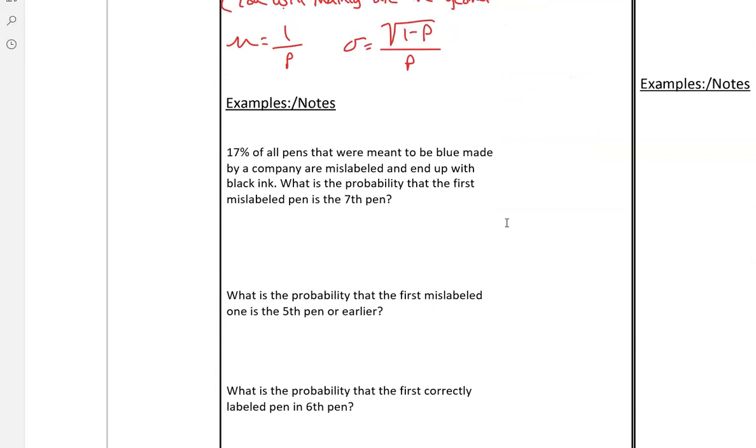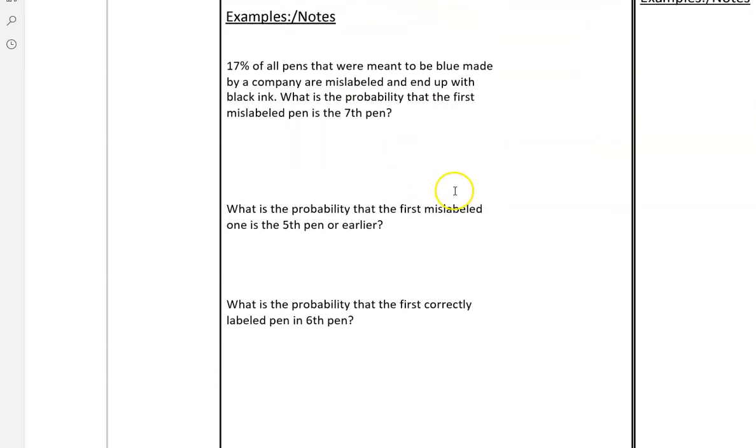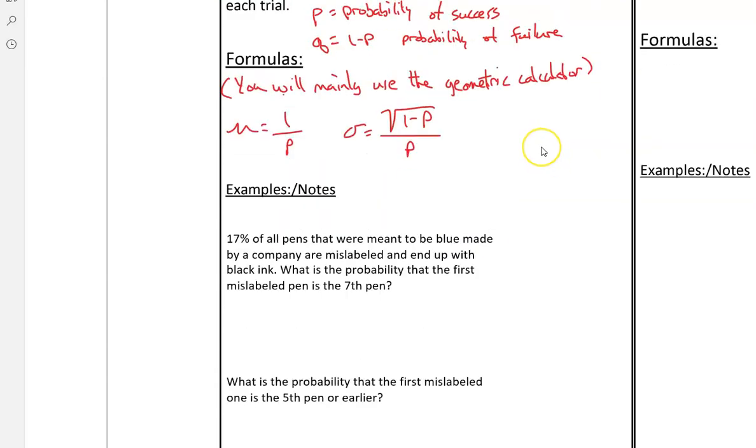So let's look at an example. We have 17% of all pens that were meant to be blue, made by a company, that are mislabeled and end up black. So 17% of them are mislabeled, so P equals 0.17. What is the probability that the first mislabeled pen is the 7th pen? So N equals 7, the 7th pen.